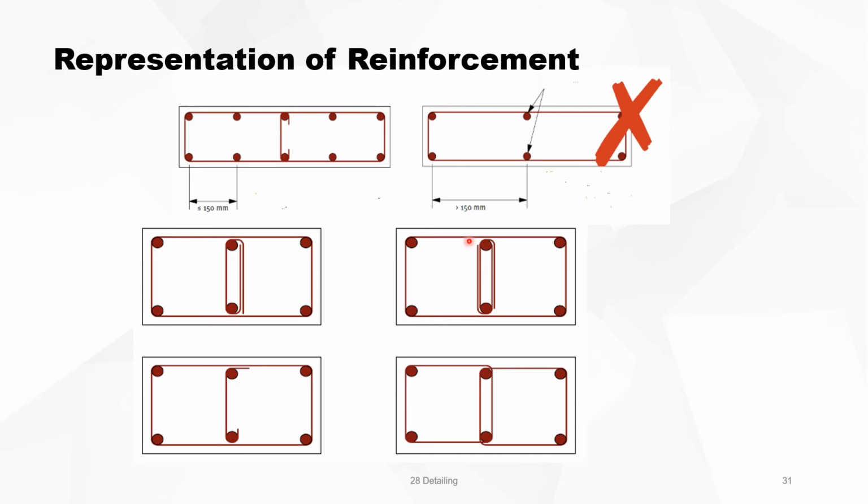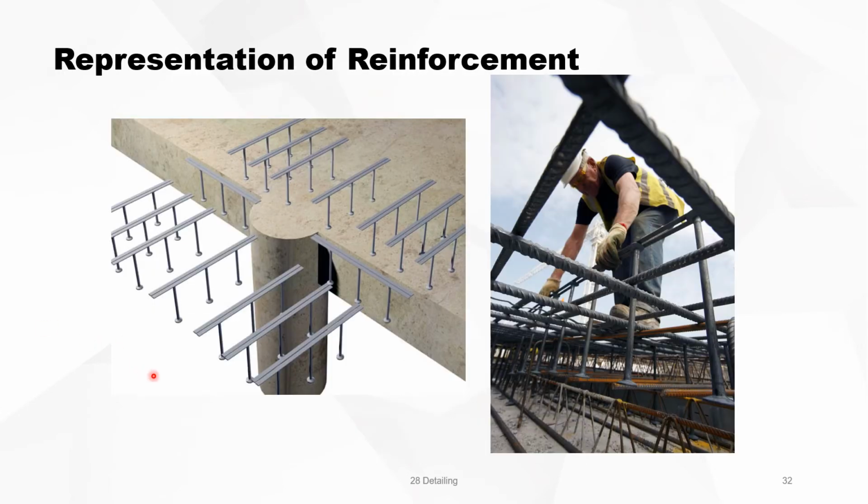You can have different systems. You can have two different stirrups. You can have one stirrup and then a small element surrounding the two others. This is shear reinforcement for slabs.